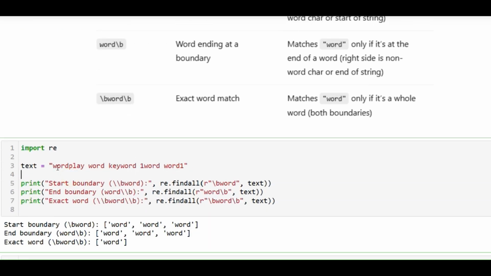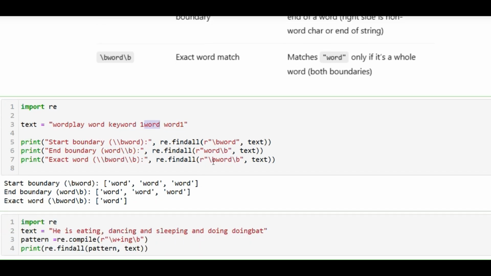The text we are selecting is: word play, word, keyword, one word, word one. Find all \b overall starting with this: this is starting with, this is starting with, and this is starting with. Okay. Overall ending with \b. You can see the word is ending properly. Keyword, this is also ending properly. One word is also ending properly.